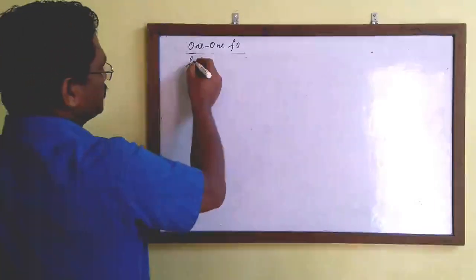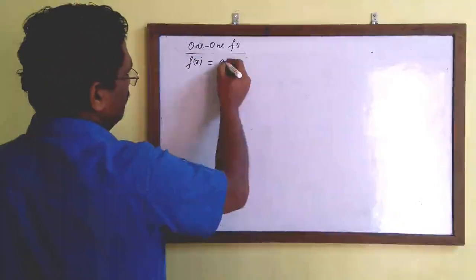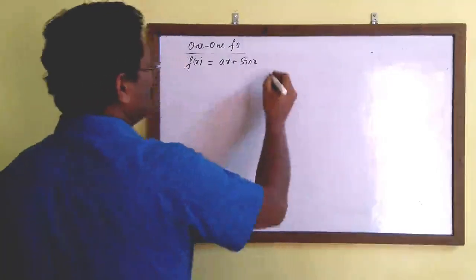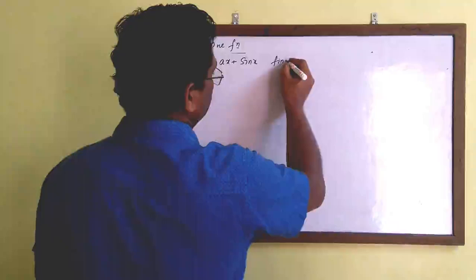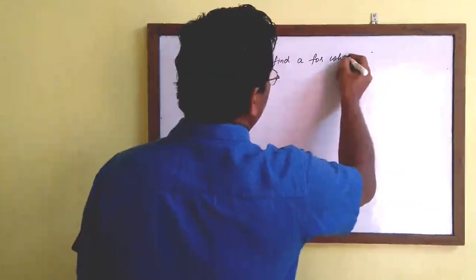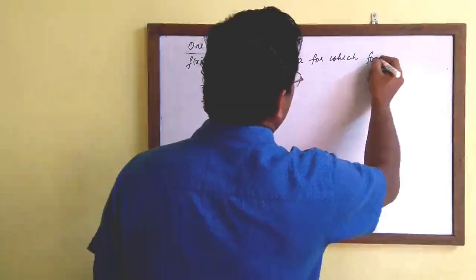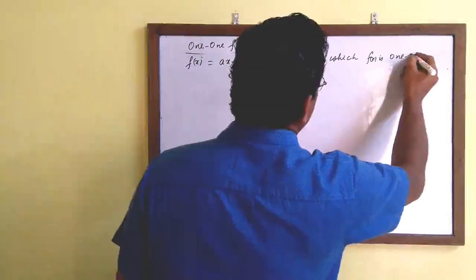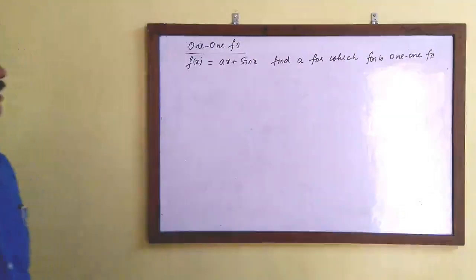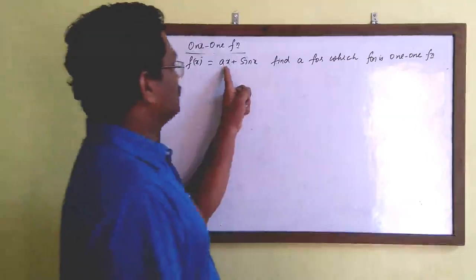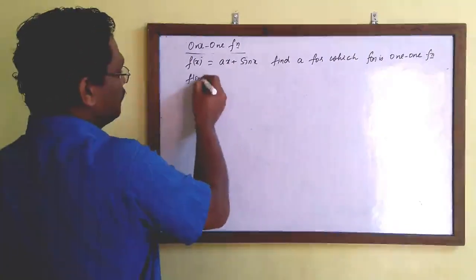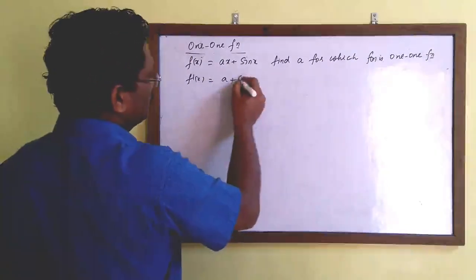Now, suppose I am writing f(x) is equal to ax plus sin x, and I ask you again the same question: find a for which f(x) is a 1-1 function. Now the question arises, see, this is differentiable, this is also differentiable. So f dash x will be equal to a plus cos x.